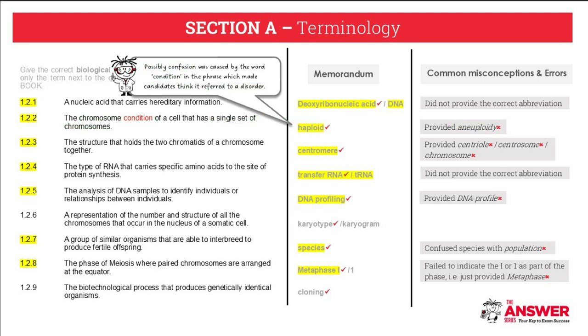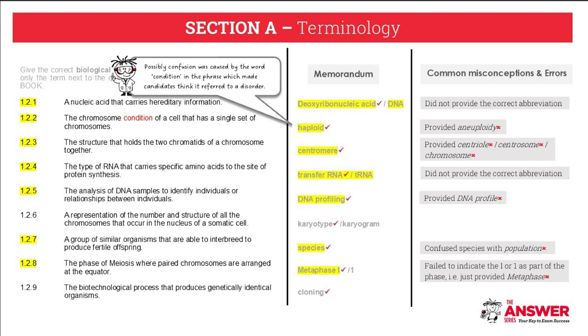Question 3, the structure that holds the two chromatids of a chromosome together, is that middle section, the centromere. Here learners provided a whole range of terms that they often confuse centromere with, and we went through the example of how to distinguish between these in the previous video. So they provided centriole, centrosome, or chromosome instead of the correct centromere.